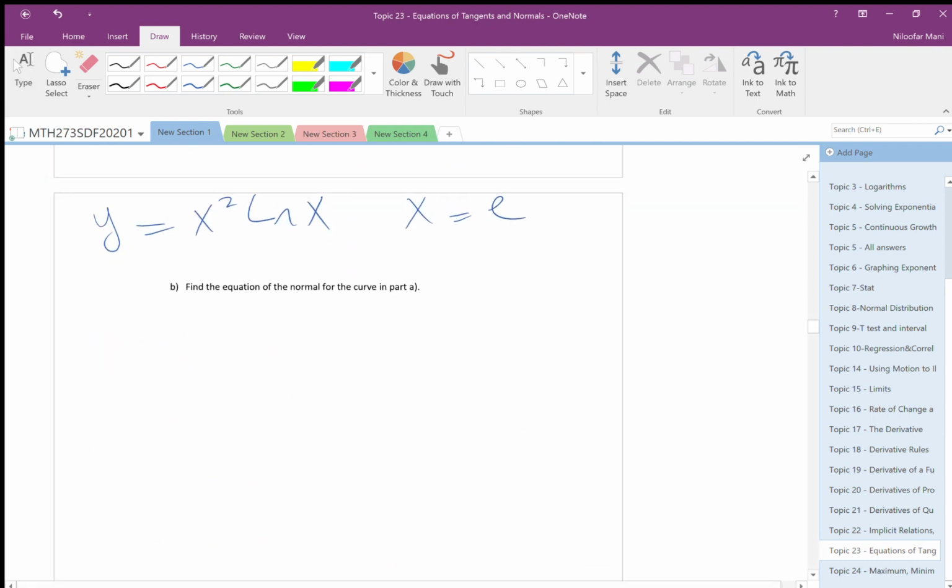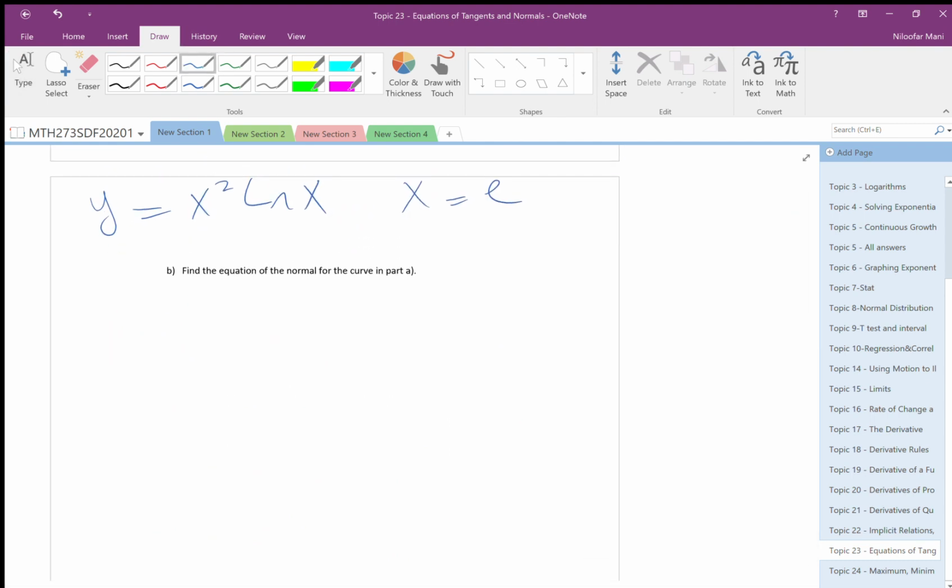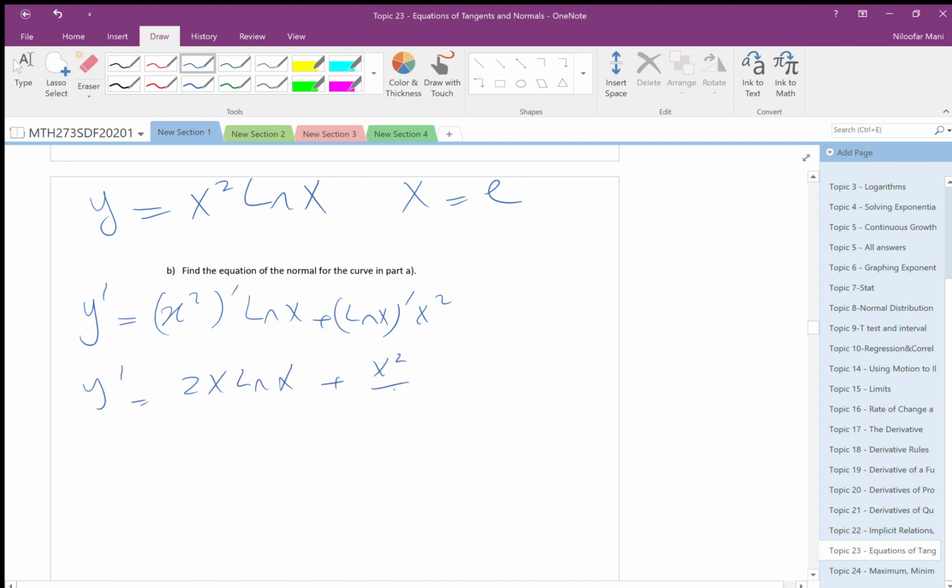Okay, so I can do it from the beginning here. So what is y prime? Y prime is derivative of this times this, no change, plus derivative of this times this, no change. So y prime is 2x ln x plus x squared divided by x, which is 2x ln x plus x. So now I substitute e, so y prime at e, I find the answer. This is 2e ln e plus e, and ln e is 1, so 2e plus e, which is 3e.